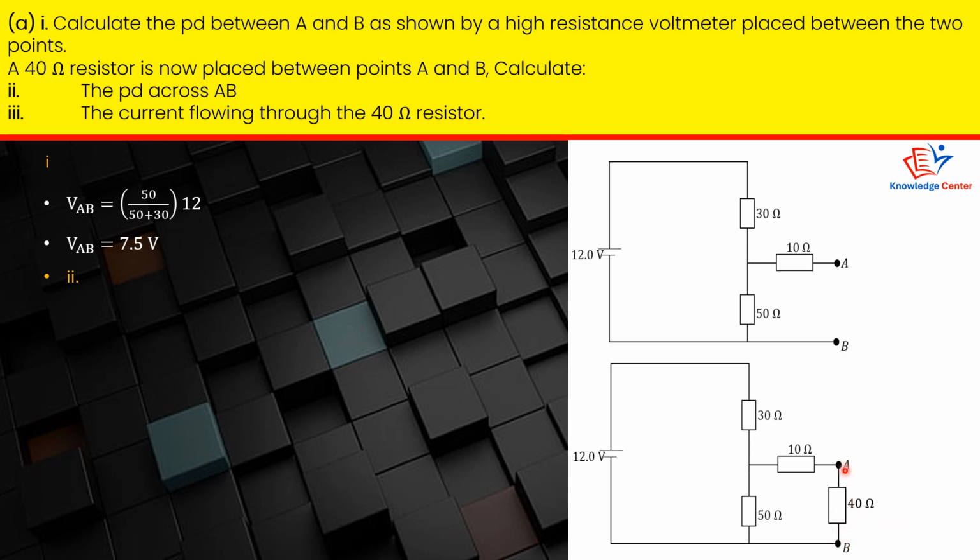So to get the PD now across AB with a 40 ohm resistor here, here's what we do. Now, I need you to pay attention to a couple of things here. If current leaves this point, gets to the 30 ohm resistor, gets to this junction, of course, the current has to split into this path and this path. Now, the current that is going to split into this path is going to render 10 ohm and 40 ohm in series, right? Because the same current is going to flow through them.